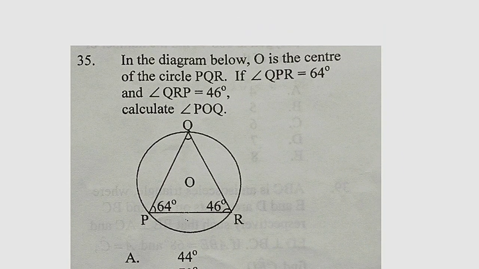Question number 35. In the diagram below, O is the center of the circle PQR. If angle P is equal to 64 degrees, which is this one, and angle R is equal to 46 degrees, which is this one, we are asked to find the measure of angle POQ, from P down to O, which is the center, and also to Q. Meaning we are looking for this angle right here.